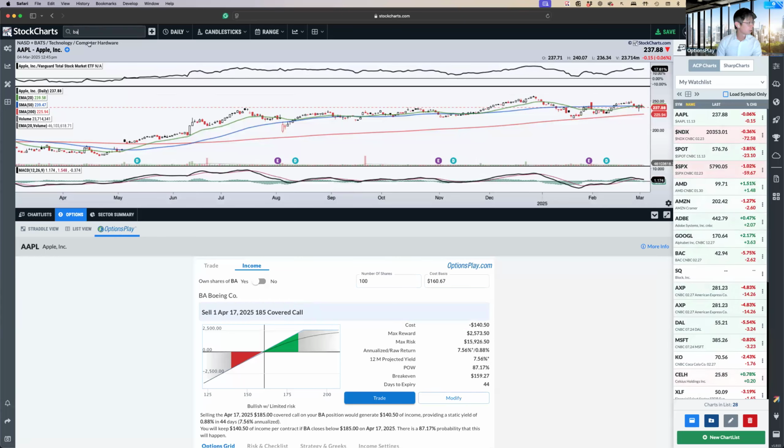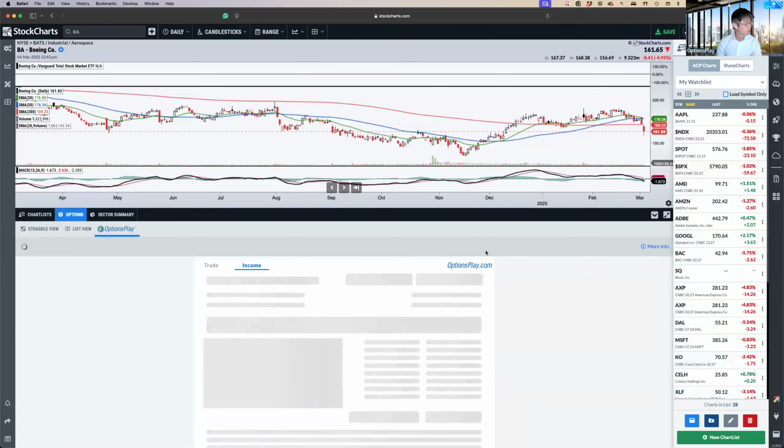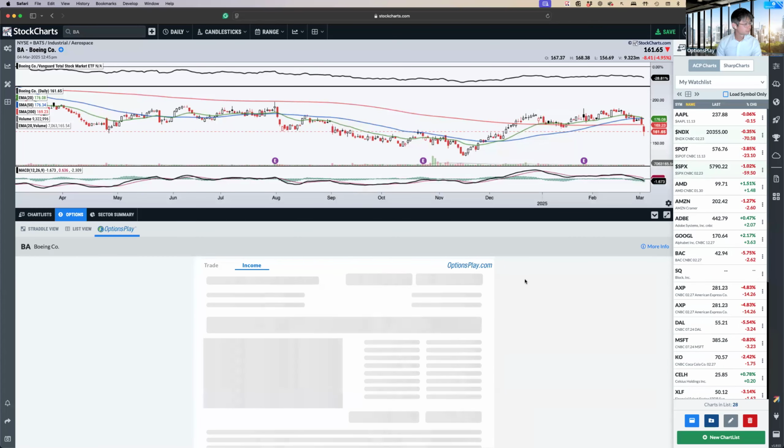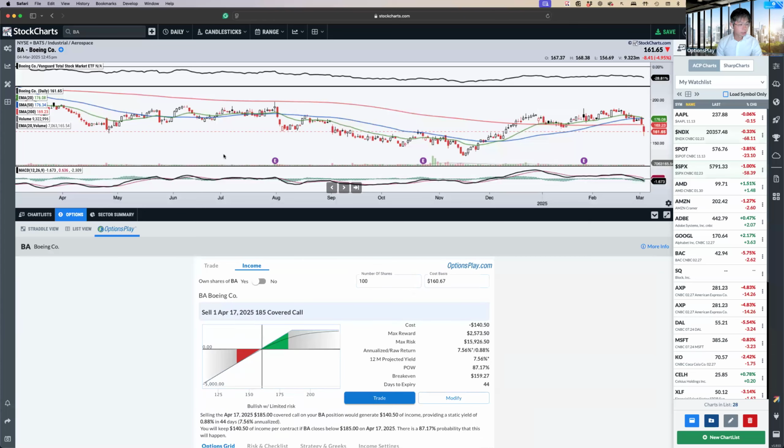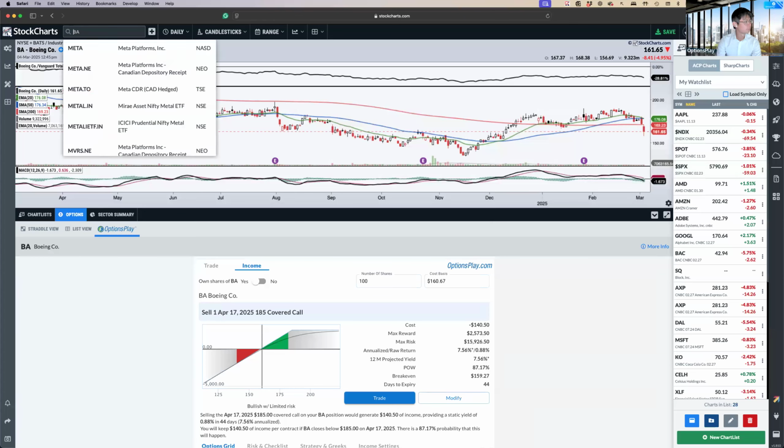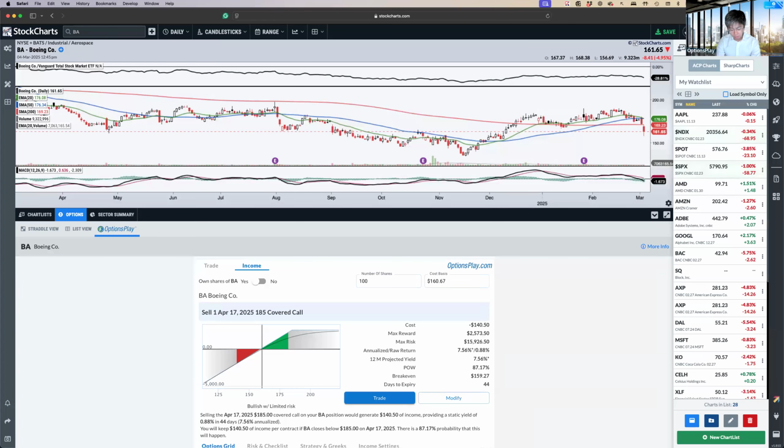Well, let's change this to Boeing just so that you can look at the stock here. But you can plug in any stock that you want, and it'll show you exactly which covered call to sell and how much income you can generate. Let me just find a few more stocks. Meta's probably not a good example because it's a $600 stock.